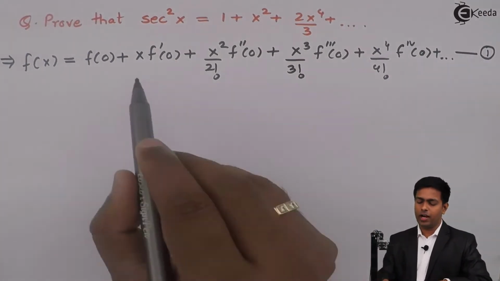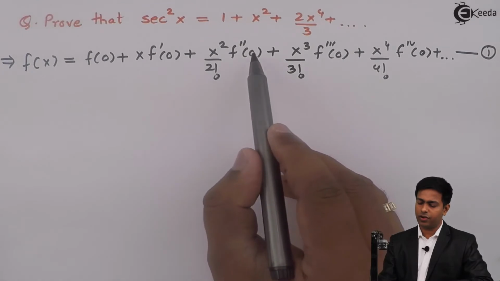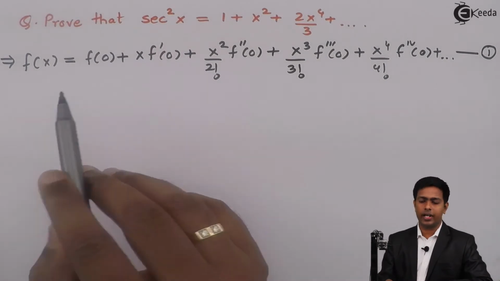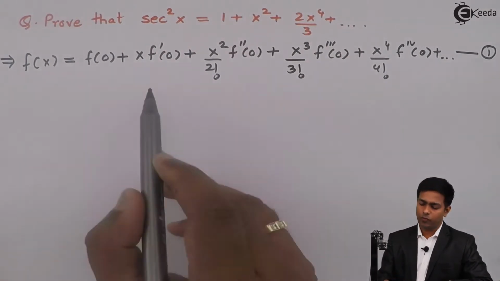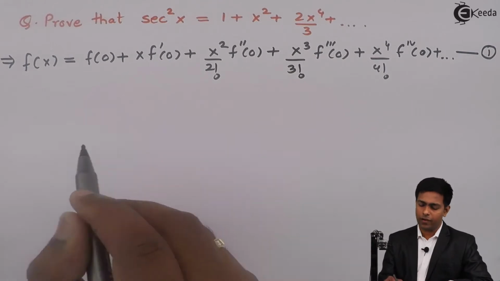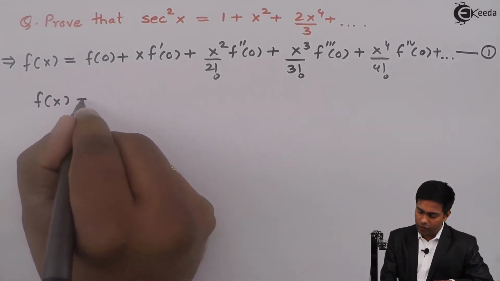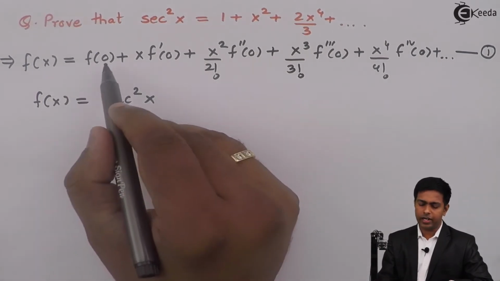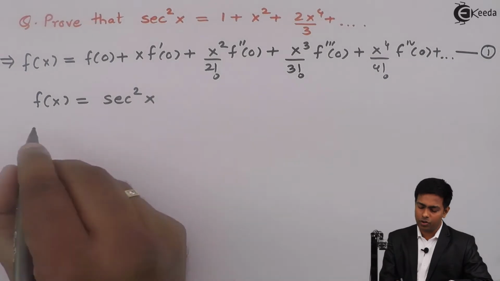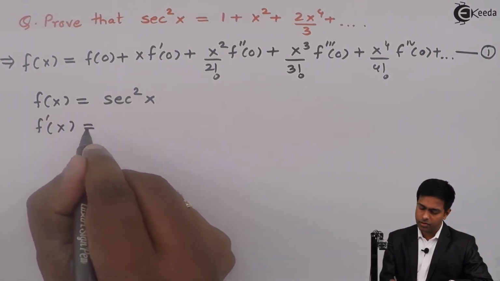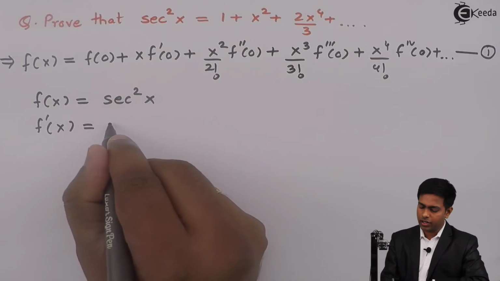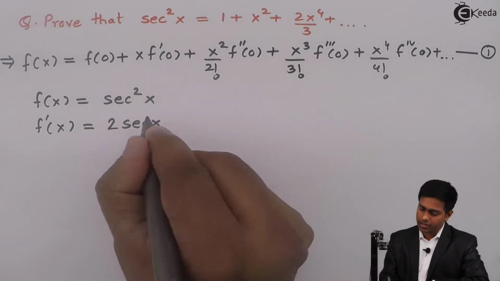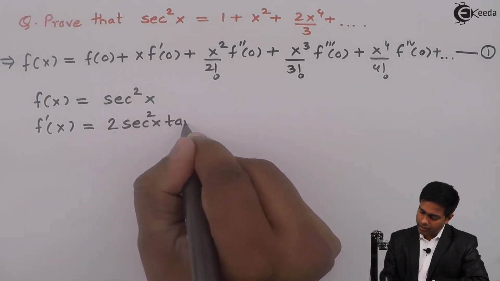And now we'll find out the values of the unknowns, that is f of 0, f dash of 0, f double dash of 0, f triple dash of 0 and so on, to get the value of sec square x as the given function. So for that we'll first find out the derivatives of f of x. Here we'll consider f of x as sec square x. Now from f of x we can get f of 0. Similarly, to get f dash of 0 we will require f dash of x. So f dash of x is the derivative of this, that is 2 times sec x, and the derivative of sec x is sec x into tan x, so that will become 2 sec square x into tan x.